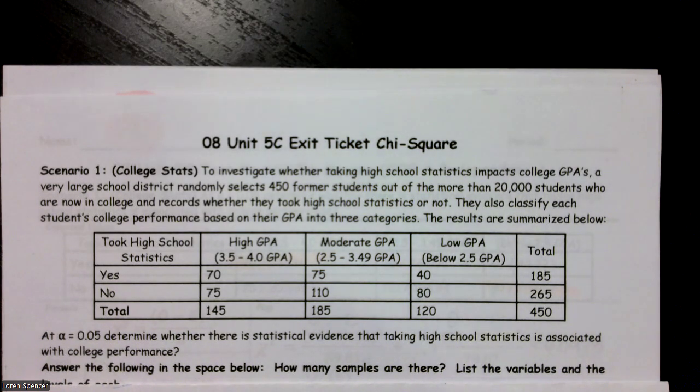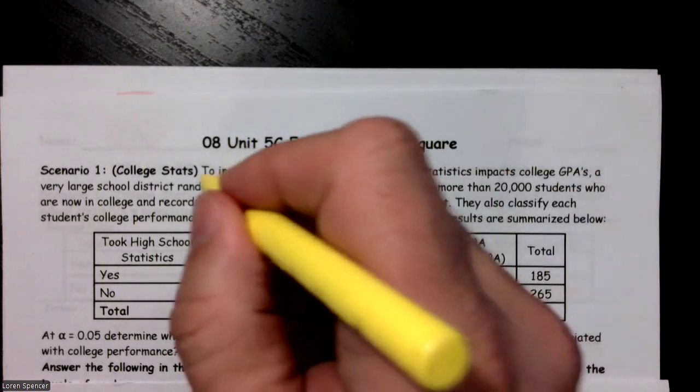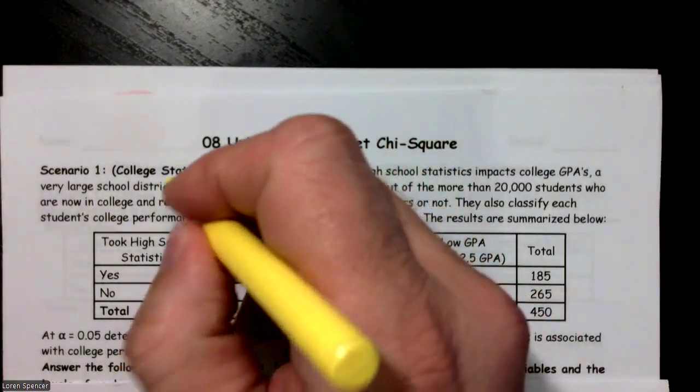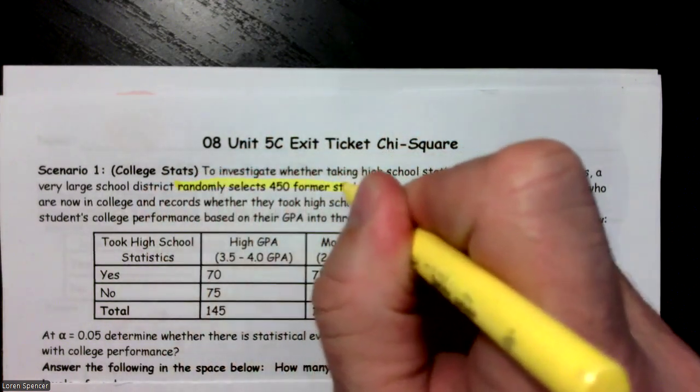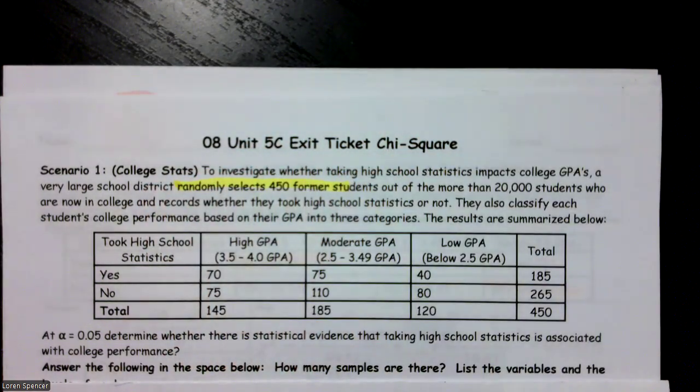All right, this is a scenario from college stats that we've been using today. To investigate whether taking high school statistics impacts college GPAs, a very large school district randomly selects 450 former students out of the more than 20,000. So this right here, a random sample of 450.